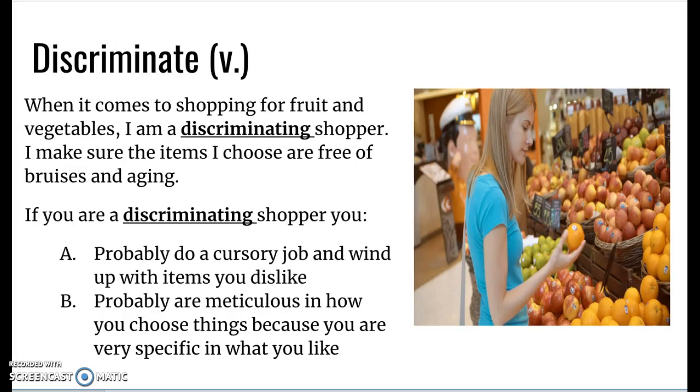Your next word is discriminate. Discriminate is a verb. When it comes to shopping for fruit and vegetables, I'm a discriminating shopper. I make sure the items I choose are free of bruises and aging.